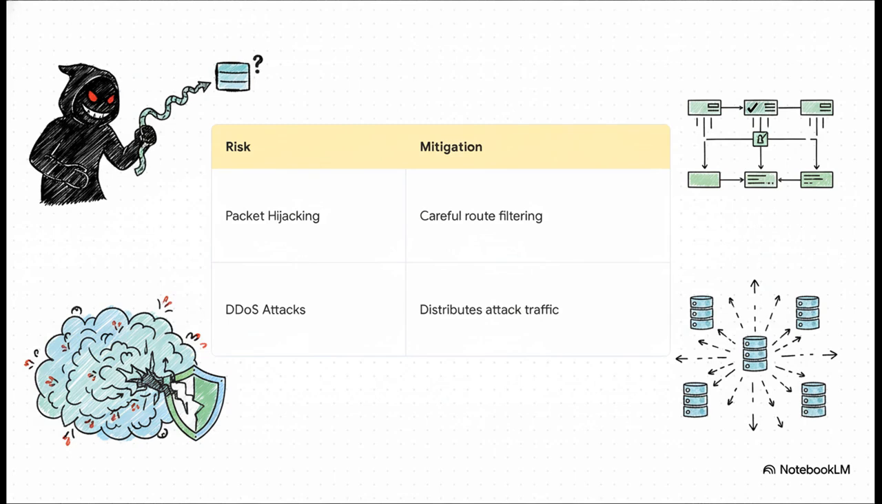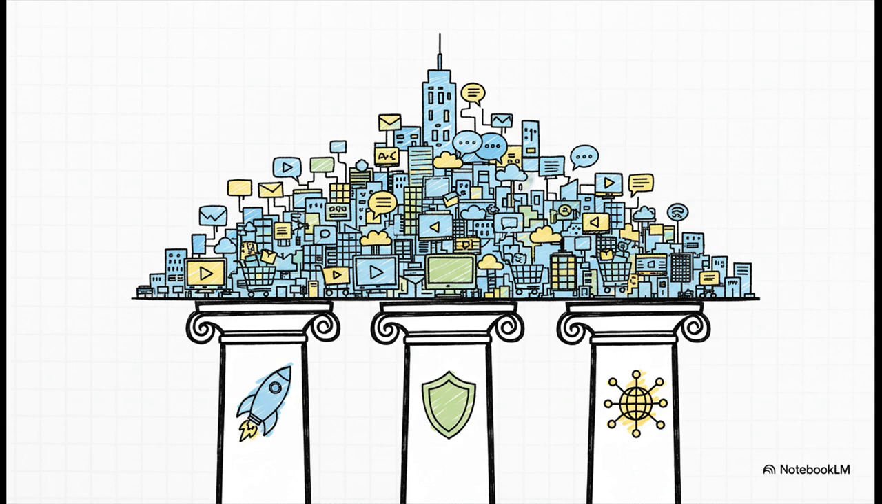So what about those security trade-offs? On the one hand, yes, there's a risk of what's called packet hijacking, but that's managed with the same kind of careful security filtering that protects the rest of the internet anyway. And the huge upside, as we saw, is that the network naturally soaks up DDoS attacks, which makes everything far more resilient. So when you add it all up, Anycast isn't just a clever trick. It's really one of the foundational pillars holding up the entire modern internet.